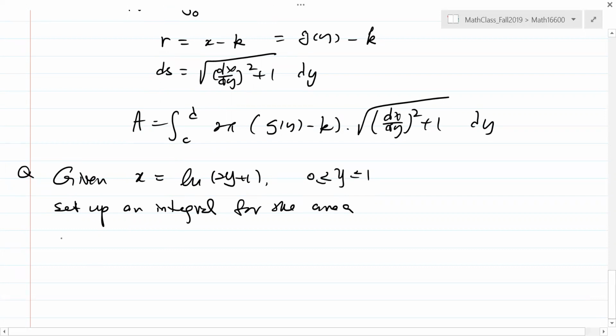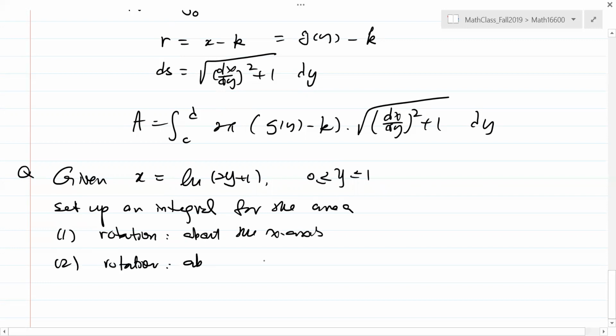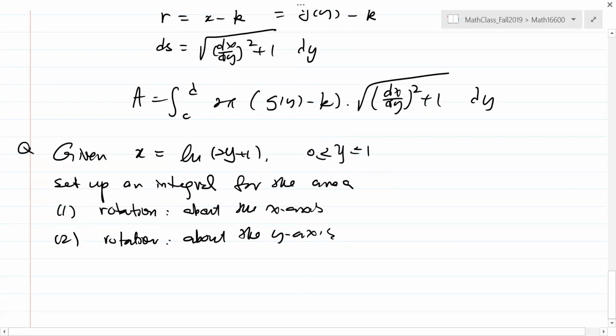Okay, great. So first of all, the rotation is about the x-axis. Second, the rotation is about the y-axis. Maybe the third one is the rotation about the line y equals what? So the three problems, we are able to do all of them.